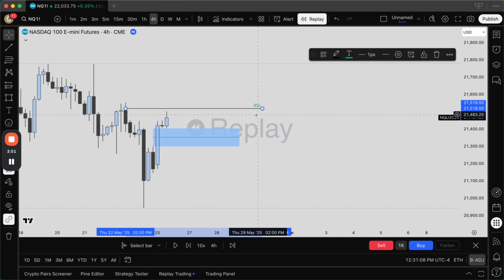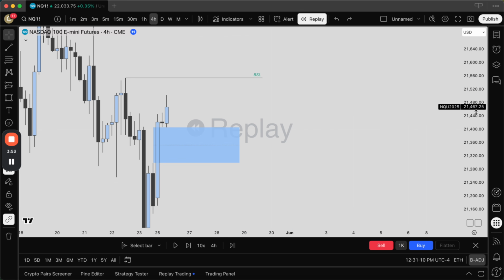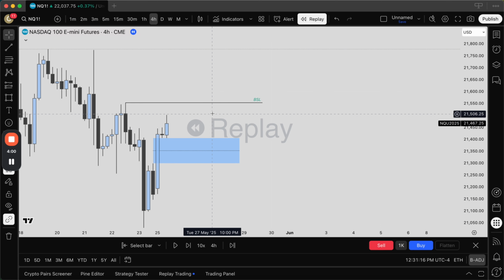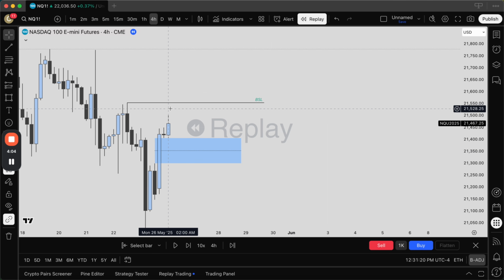I don't even know if price tapped into that fair value gap. I think it did. So this buy side liquidity would be my draw. Also, this bullish order flow tells me that this is a highly probable draw. So let's see what happens. Okay, trading to the upside.